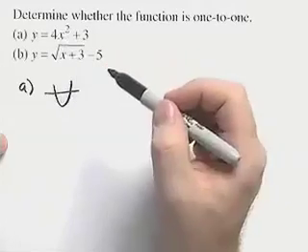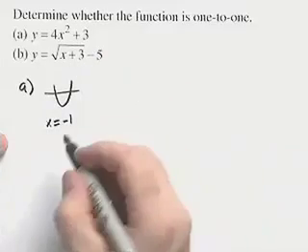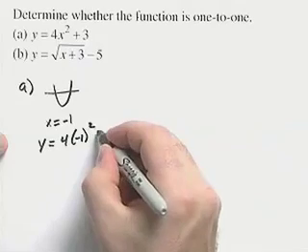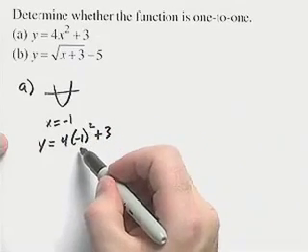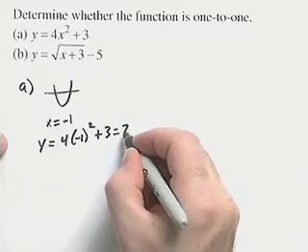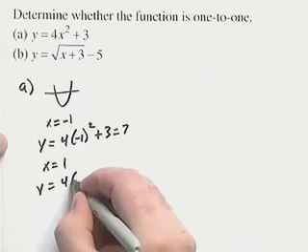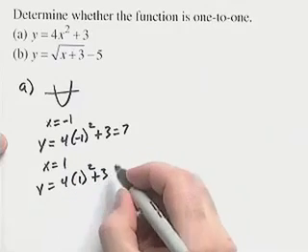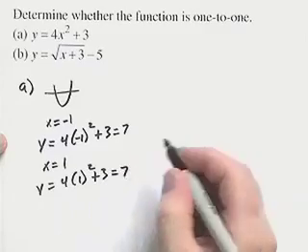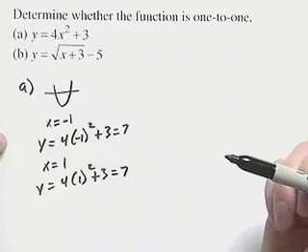We could also see by using some values, we might try x is equal to -1 and evaluate the function and see what we get. If we put in -1, we get 4 times -1 squared plus 3. -1 squared is 1 times 4, so we get 4 plus 3, which is 7. If we let x equal +1, we get y is equal to 4 times 1 squared plus 3. 1 squared is 1 times 4, so we get 4 plus 3 is also equal to 7. So we see that two different x values give us the same y value, and the function is not one-to-one.